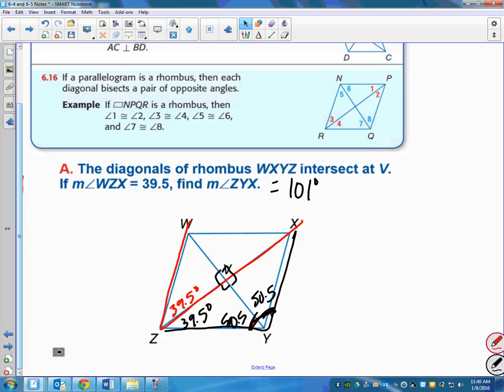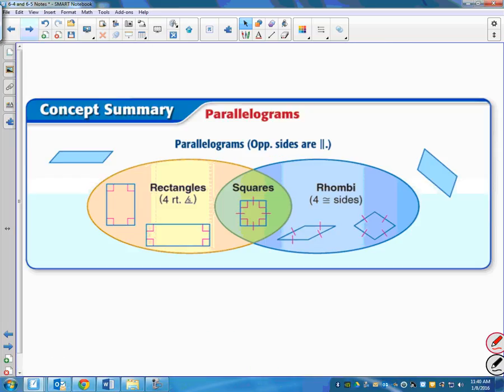Okay, the next thing is kind of what we talked about. There's a rectangle, but the rectangle's not a square. And I thought this was a really good visual of if we have this whole group of parallelograms, then anything that's a parallelogram fits in that category. So rectangles are parallelograms, squares are parallelograms, rhombi are parallelograms, and then just these parallelograms that aren't these special ones are also parallelograms.